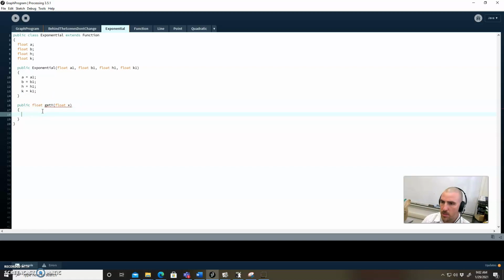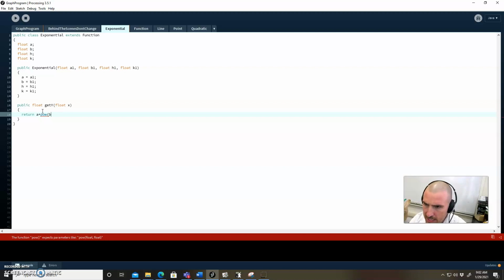All right, so we have to think about what these values mean. You need to know order of operations, but really, we can return a times pow. Okay, so pow is a method in Processing. It just raises one number to a power, so it'll be b as the base. The exponent would be x minus h.